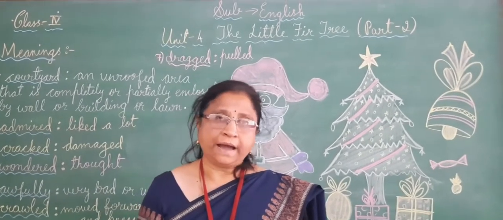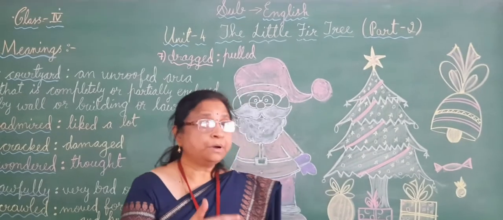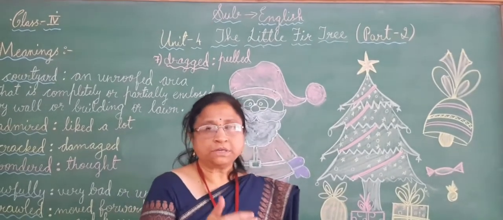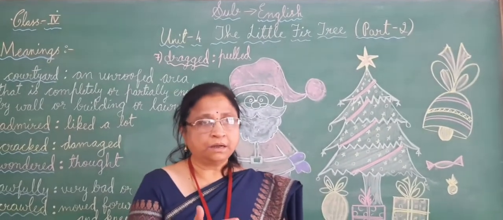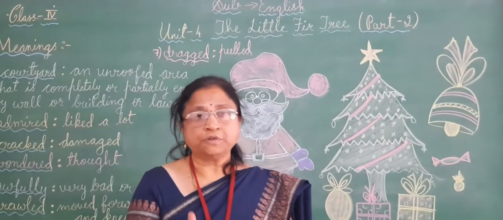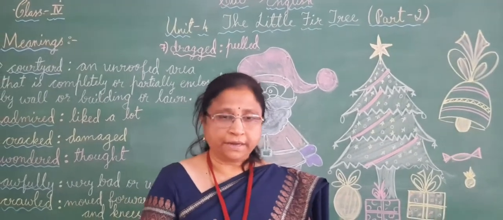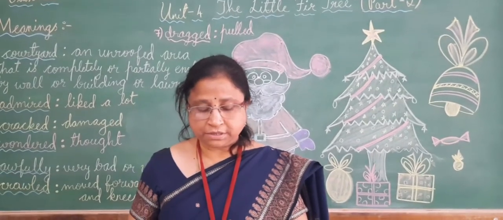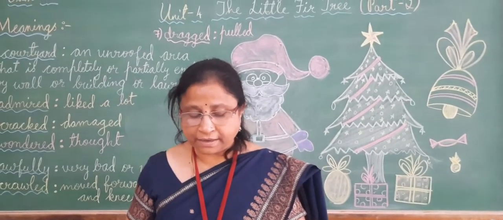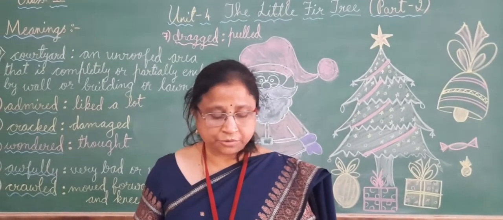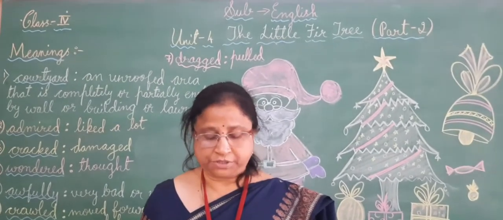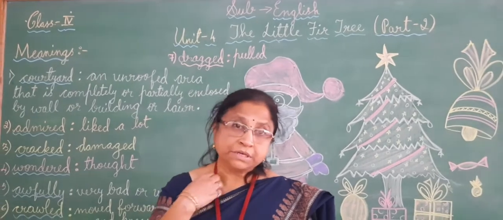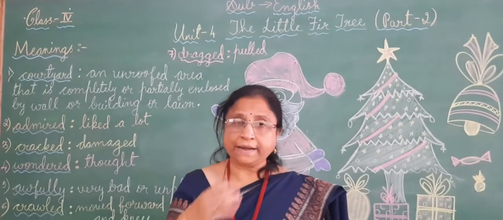So what happened? As it was thinking, it heard some noise. What noise did it hear, children? It heard the noise of children, and lots of children came near the tree. First they admired the tree and then they were allowed to take the presents off it.